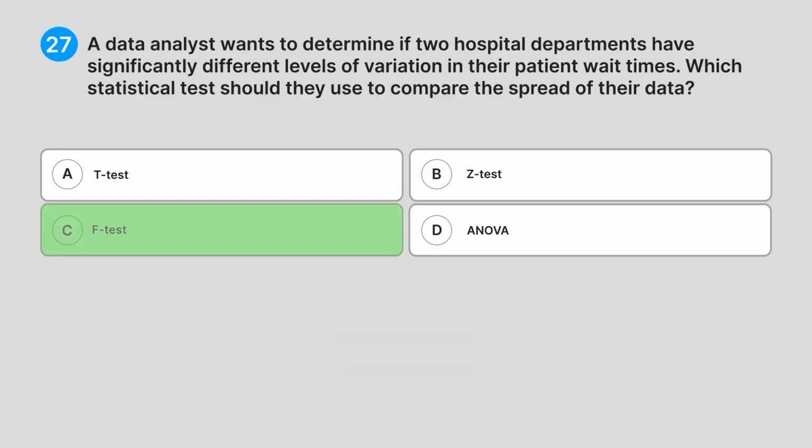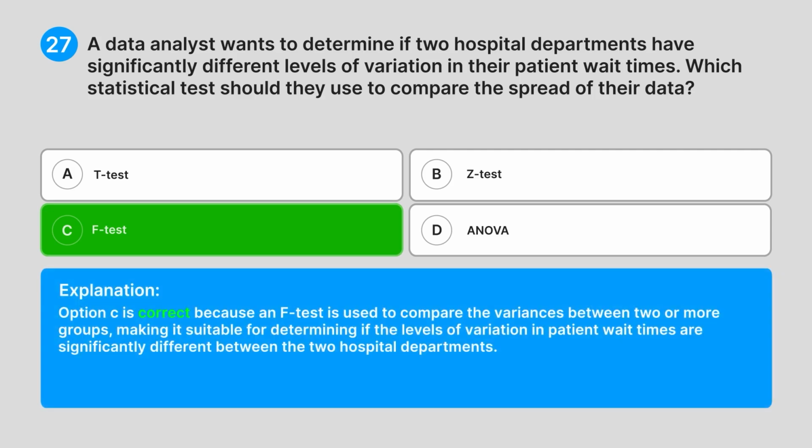Correct answer, C. F-test. Explanation: option C is correct because an F-test is used to compare the variances between two or more groups, making it suitable for determining if the levels of variation in patient wait times are significantly different between the two hospital departments.